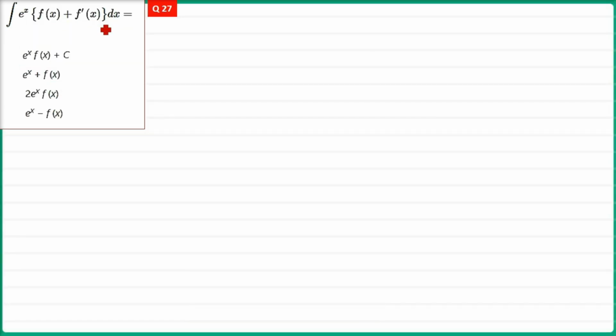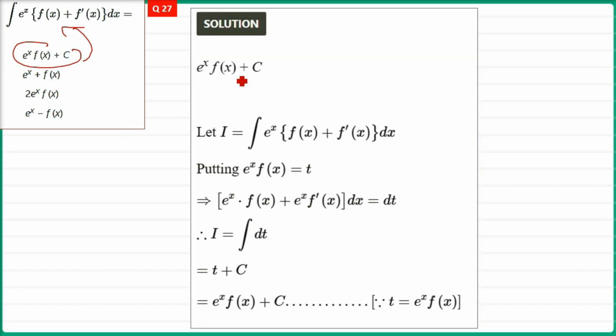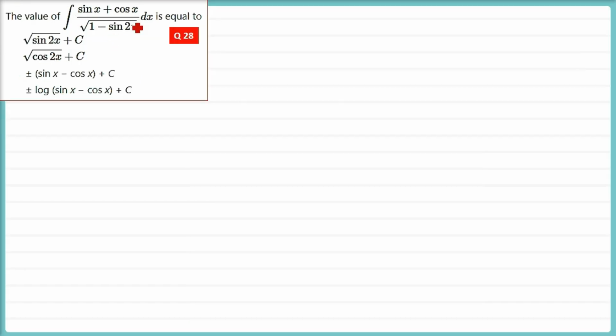Now do you want me to do this, or is it clear to you? The result is e raise x fx. We have already discussed this and proven it while we were approaching these questions. So even if you want to have a look, this is the description for you: sin x plus cos x by under root 1 minus sin 2x. We have done a question like this in this exercise, because we know that this denominator can be converted into something which relates to the numerator.